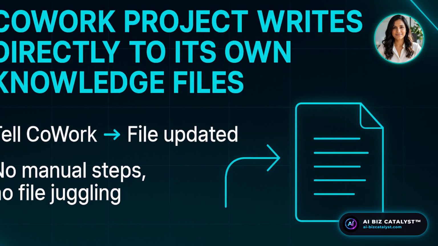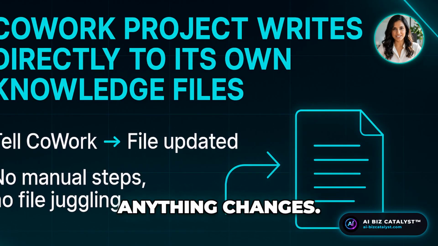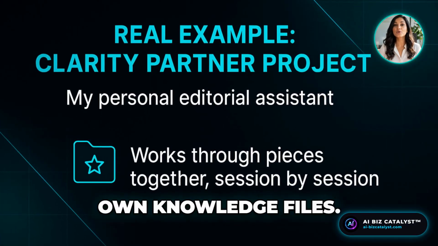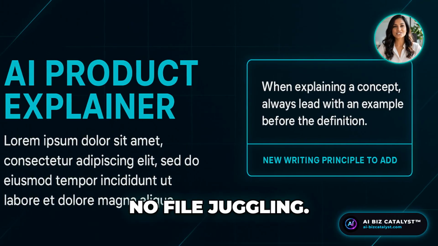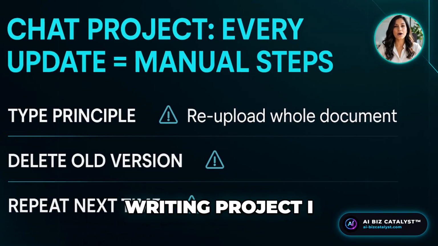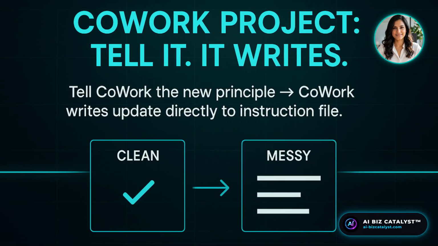Delete the old file. Upload the new one. Repeat every time anything changes. In a CoWork project, the project writes directly to its own knowledge files. No manual steps. No file juggling. Let me make this concrete. I have a writing project I call Clarity Partner. It's my personal editorial assistant.